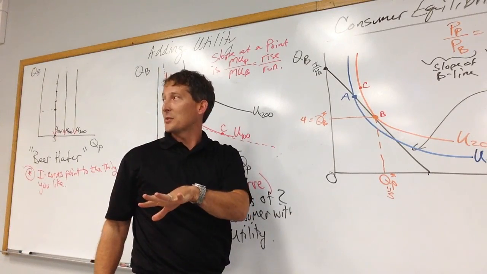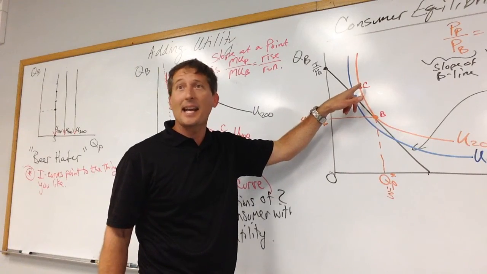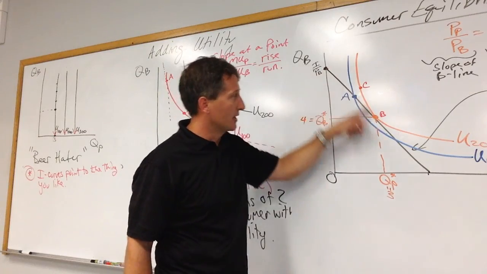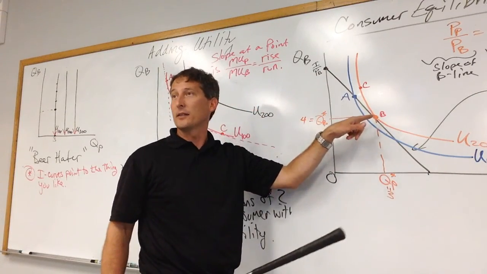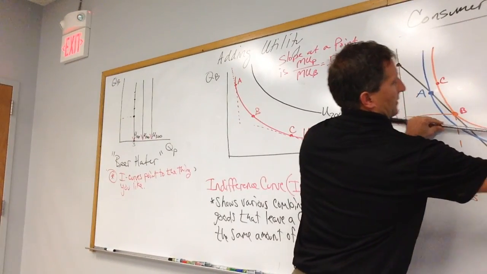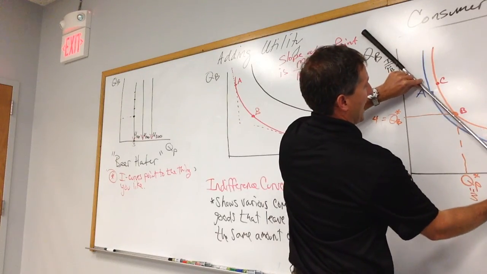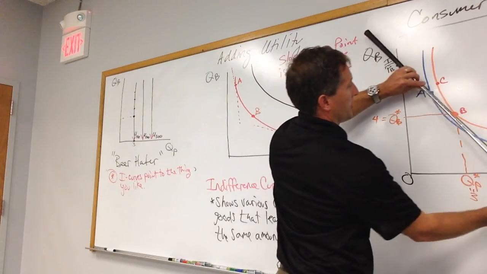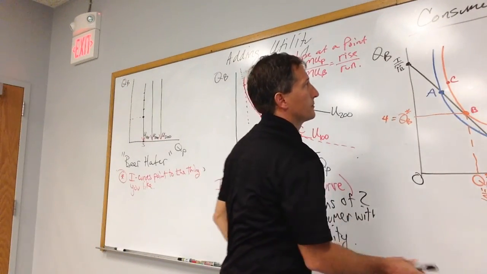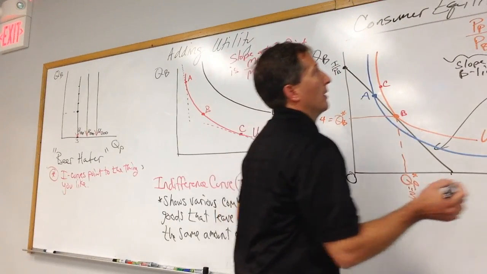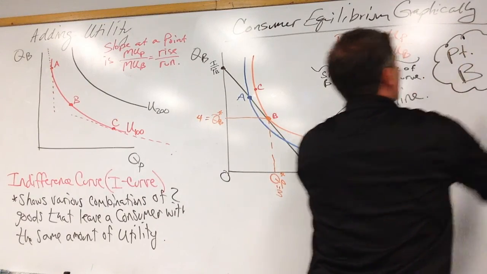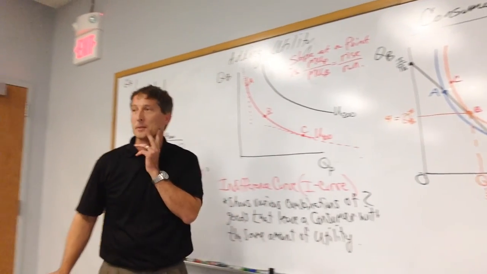It's outside of my budget, that's right. It requires more money than I got. I can't afford C, but I can afford B. And B leaves me just as happy, and I can afford it. And there's only one point where that's true, and that's where the slope of the indifference curve happens to be equal to the slope of the budget constraint. And so point B is our consumer equilibrium. So this is point B on our graph, where that happens.